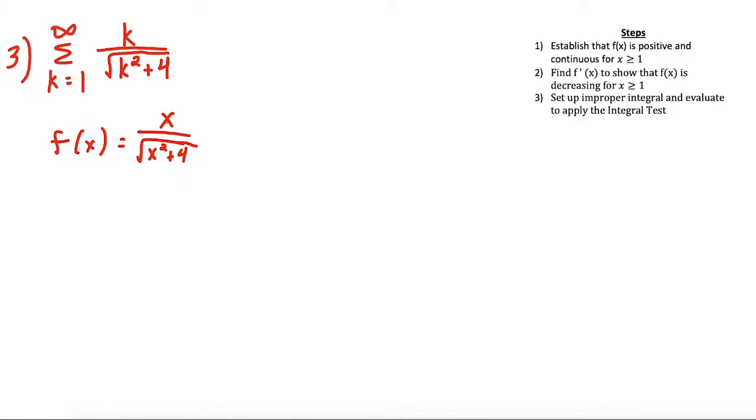And if I have a numerator that's greater than or equal to 1, then f of x is positive for those values. And here, this is a function that is actually continuous for all values of x, because there are no restrictions here on what I could plug into the square root, since x squared plus 4 is always positive. So I could make the first statement here that f of x is positive and continuous for x greater than or equal to 1.